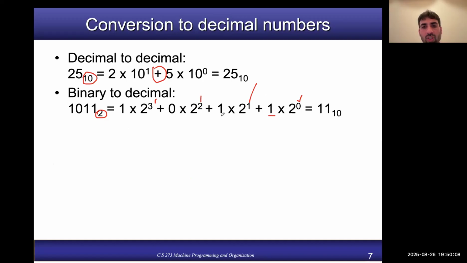Like here, 1 times 2 to the power 0, 1 times 2 to the power 1, 0 times 2 to the power 2 (2 square), and 1 times 2 cube. So I'm just multiplying this, and then you are summing all the products here. So this will give you the decimal equivalent value of 11. Okay.